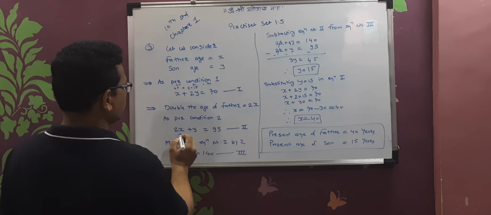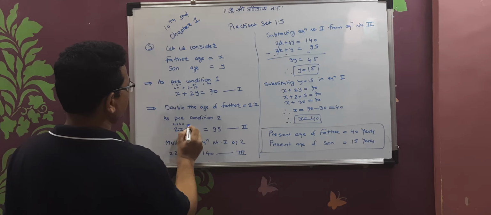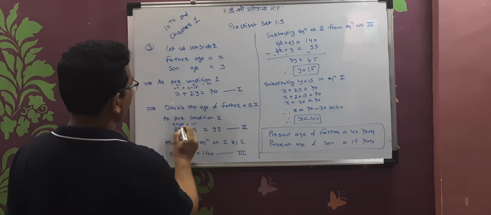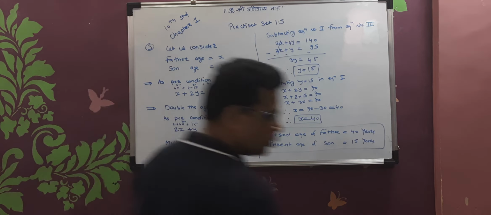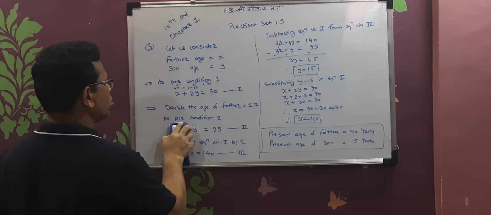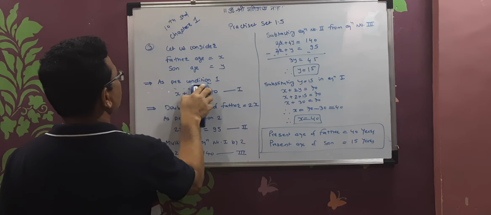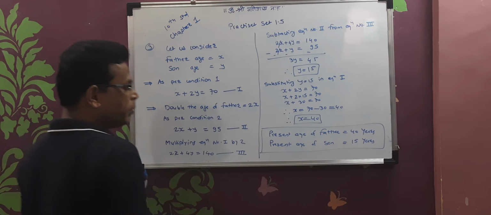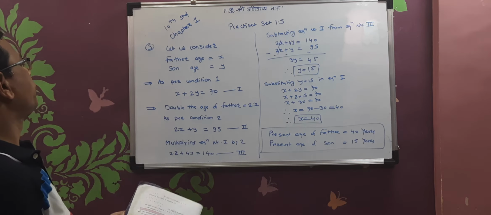If you see here 2x, so 2 into 40 plus y is 15. So 2 into 40 is 80 plus 15. So answer is coming 95. So from this you will see that the answer which you have calculated is right. You can cross check the answer like this also. So hope guys you have understood this problem. We have tried to make it as simple as possible.